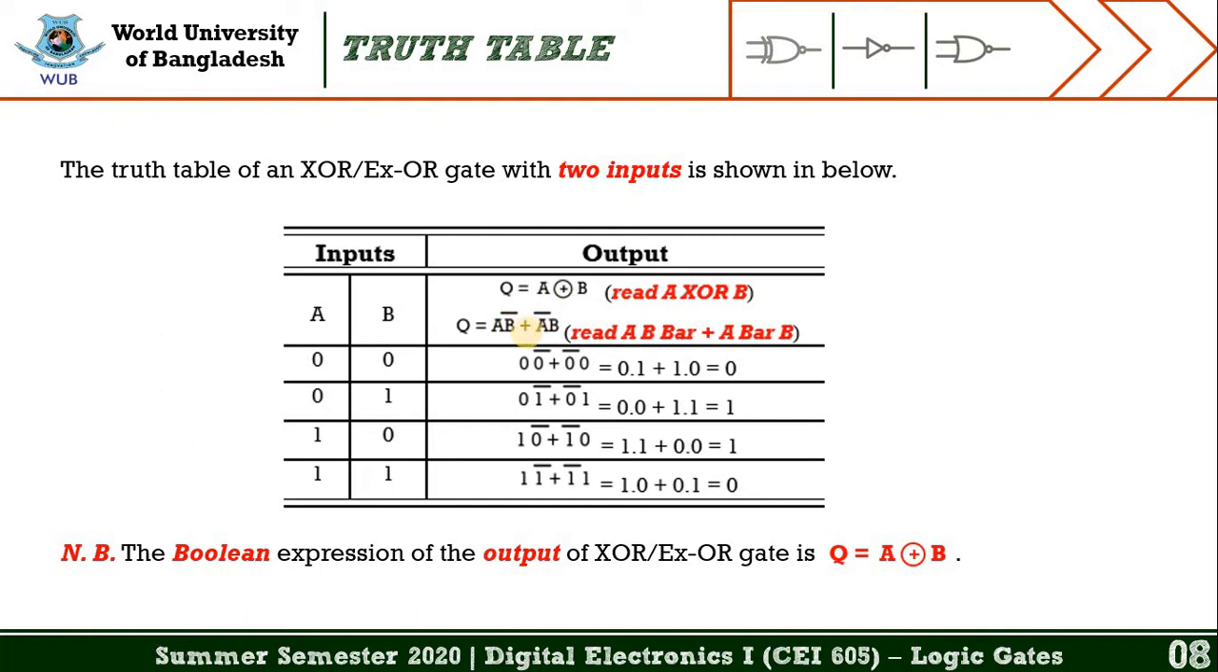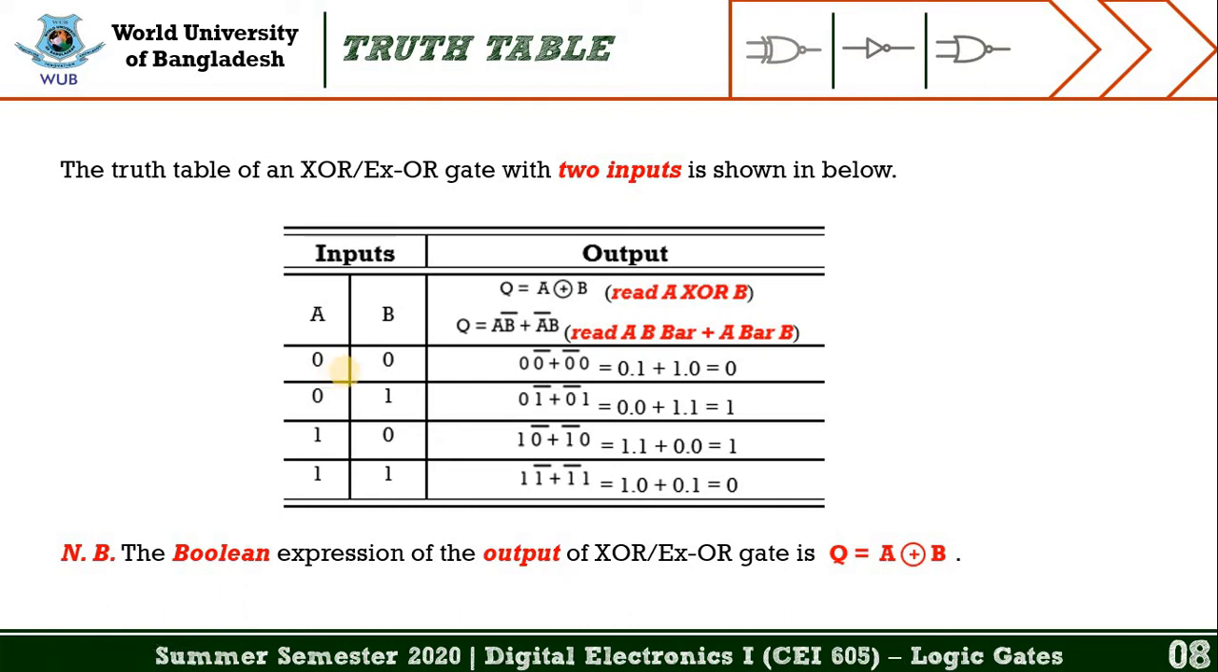You can say it in this way: A and B bar, or not A and B, or you can read it simply as A B bar plus A bar B.